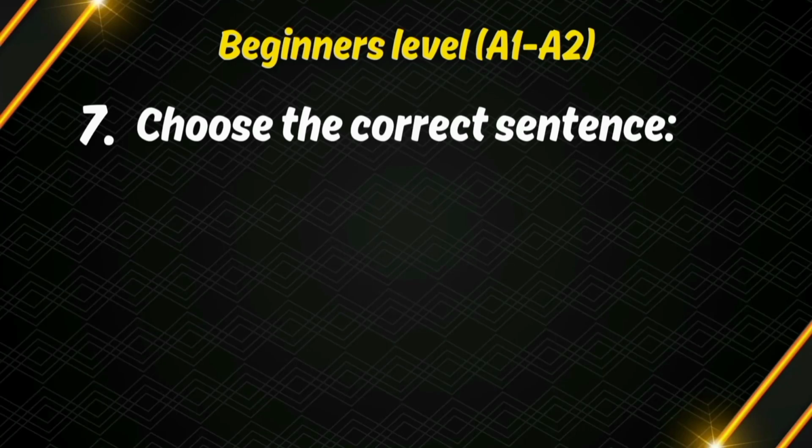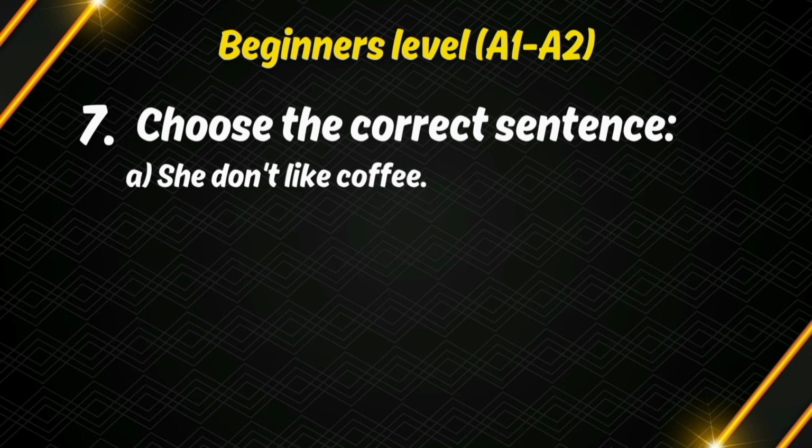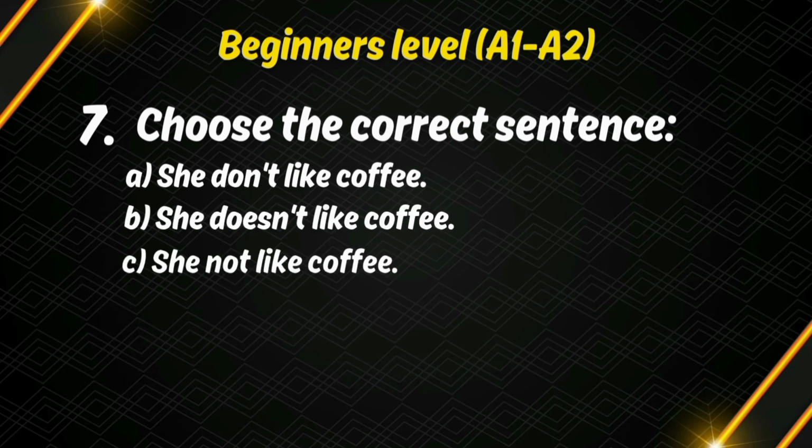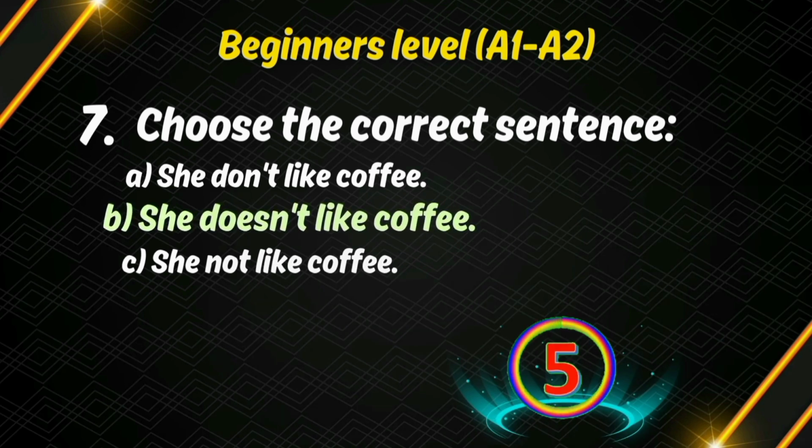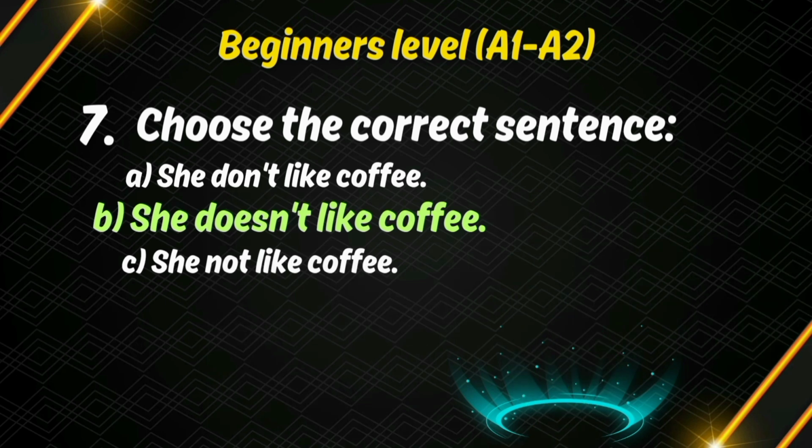7. Choose the correct sentence. A. She don't like coffee. B. She doesn't like coffee. C. She not like coffee. The correct sentence is, she doesn't like coffee.